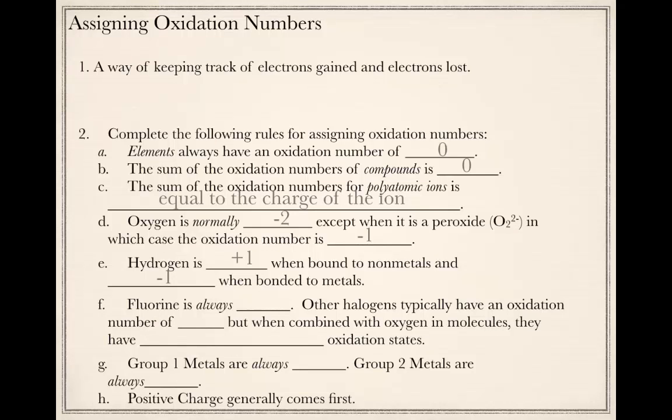Now, fluorine always has an oxidation number of -1. But other halogens, while they normally have an oxidation number of -1, when they combine with oxygen, have positive oxidation states. You can figure out the oxidation number of those halogens by assuming that oxygen has a -2 oxidation number and therefore figuring out their oxidation state. We'll get plenty of practice with that. Group 1 metals will always have a +1 oxidation number, while group 2 metals will always have a +2. And keep in mind that the positive charge generally comes first when you're writing a compound.